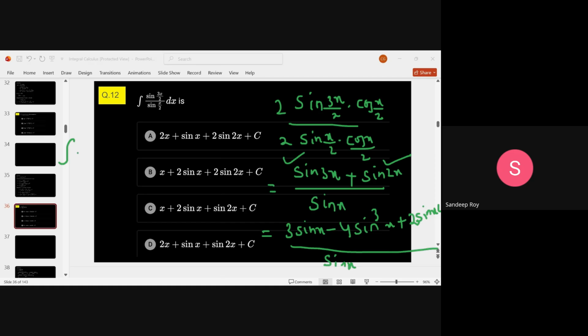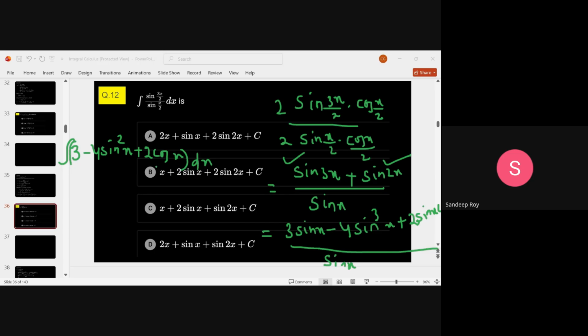Now the integrand becomes the integration of 3 minus 4 sine square x plus 2 cos x, whole times dx. So now I think you can integrate. Separate the integrand. 3 and 2 cos x can be easily integrable. And the middle term, 4 sine square x, how do you integrate? You have to write sine square x as (1 minus cos 2x) by 2. Now all terms will be integrable, so separate and integrate, and you'll get the answer.